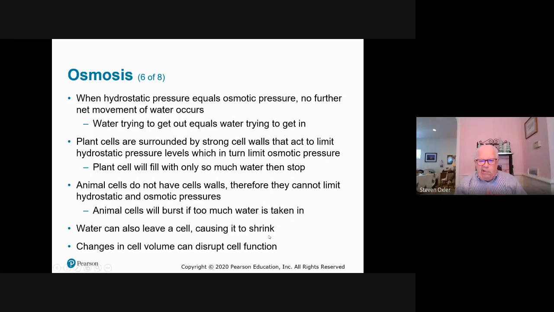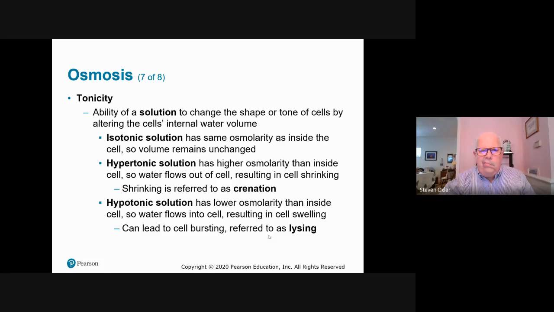If too much water gets into the cell, it will swell. What happens if you blow up a balloon with water? What happens eventually to that balloon? It will burst. So too much water in a cell will make it burst, and too little water in a cell will make it shrink. Okay? They talk about tonicity. You don't have to know about tonicity, but you certainly have to know about shrinking.